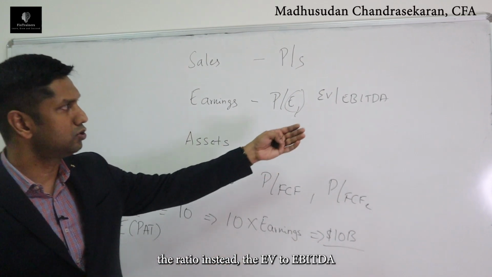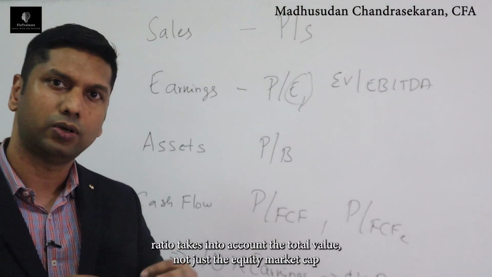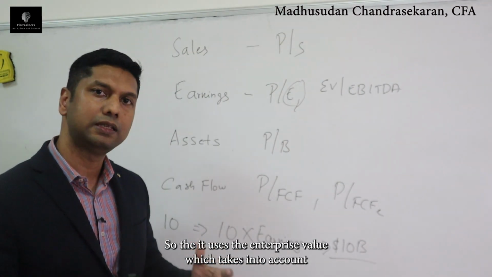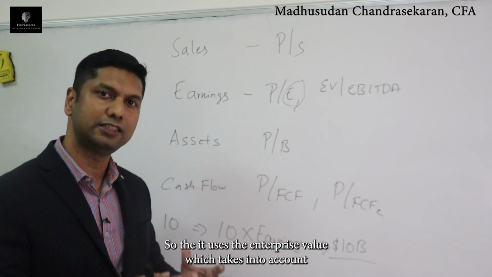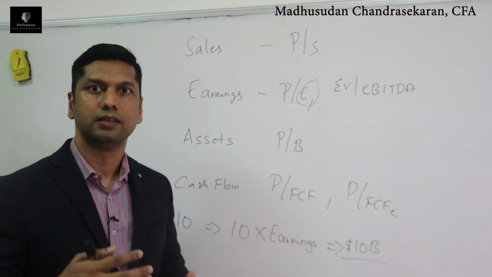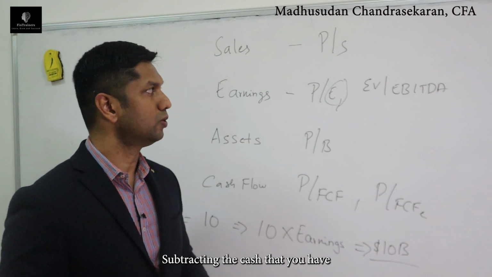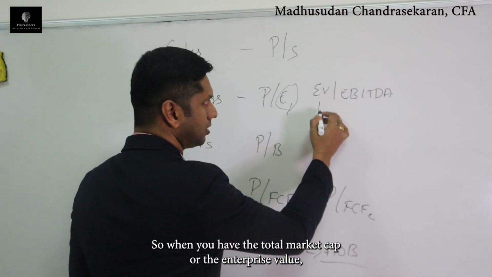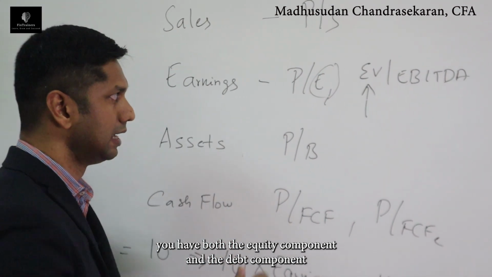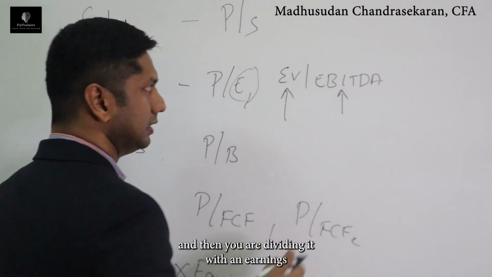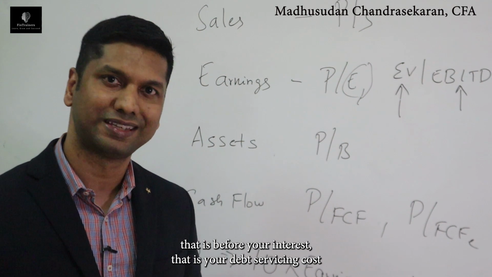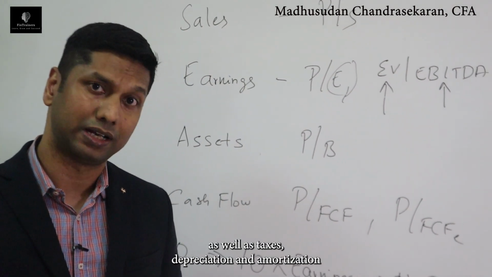Instead, the EV to EBITDA ratio takes into account the total value, not just the equity market cap. The EV EBITDA uses the enterprise value, which takes into account not just the equity market cap, but also the net debt, that is the total debt, subtracting the cash that you have. So when you have the total market cap or the enterprise value, you have both the equity component and the debt component. And then you are dividing it with an earnings that is before your interest, that is your debt servicing cost, as well as taxes, depreciation, and amortization.